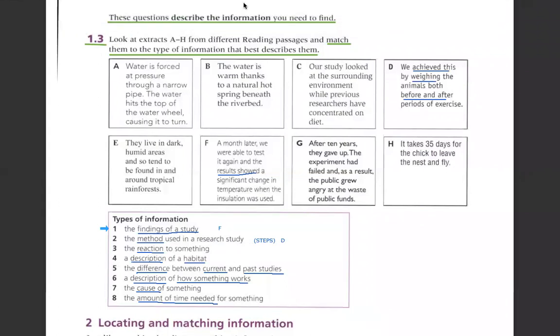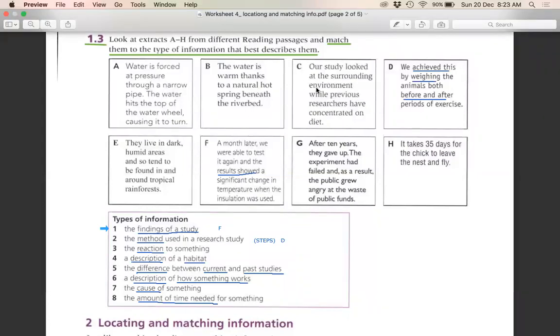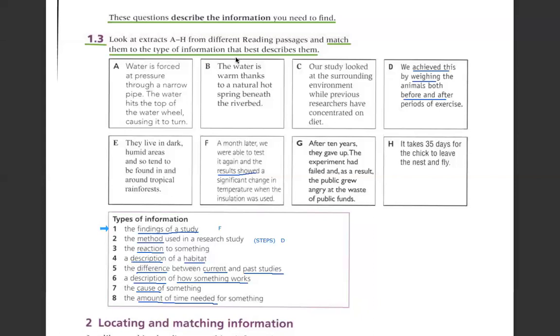So here we're looking for a reaction. When we talk about a reaction, we talk about what people think of something. So for example, if you're at home and you break something that was really important to your mother, what would her reaction be? Would she be angry with you? Would she say it's okay because it was an accident? So that is what we mean by a reaction. Something happens, how do people feel, or what do they do after that happened?